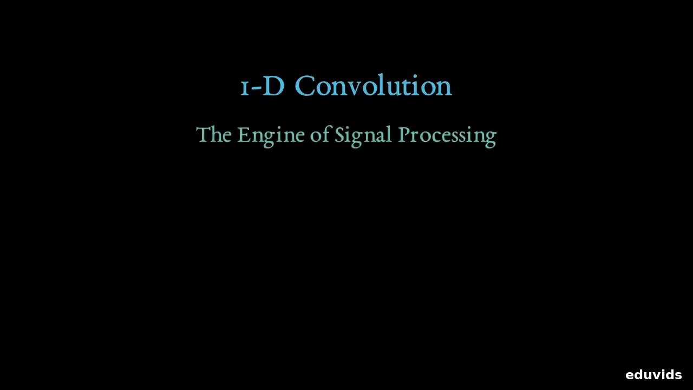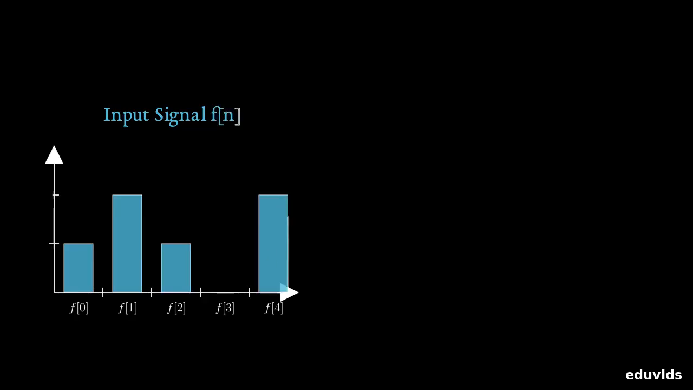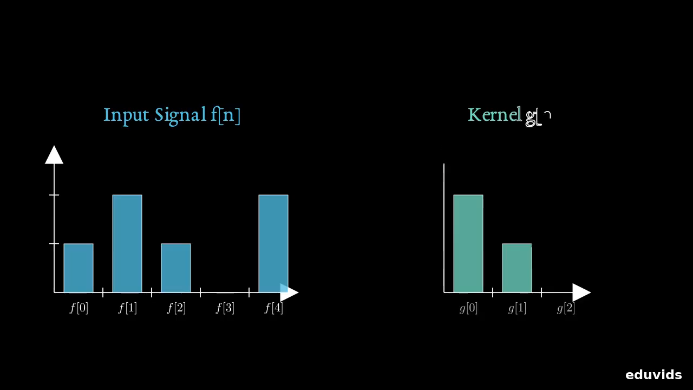Have you ever wondered how a camera app blurs a photo or how a noise-canceling headphone cleans up the sound of a busy street? These tools rely on a mathematical process called convolution. Imagine you have a long row of numbers representing a signal, like a series of audio volume levels. Let us call this signal F. Now imagine a smaller set of numbers called a kernel, G. This kernel acts like a filter.